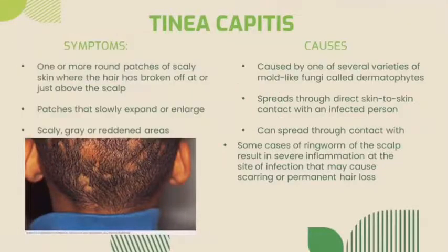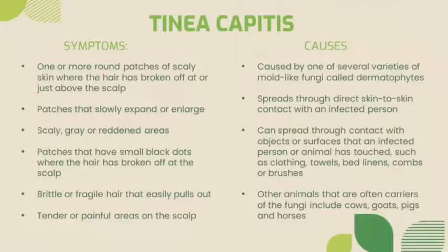or permanent hair loss. Tinea capitis symptoms: one or more round patches of scaly skin where the hair has broken off at or just above the scalp. Patches that slowly expand or enlarge. Scaly gray or reddened areas. Patches that have small black dots where the hair has broken off at the scalp. Brittle or fragile hair that easily pulls out. Tender or painful areas on the scalp.